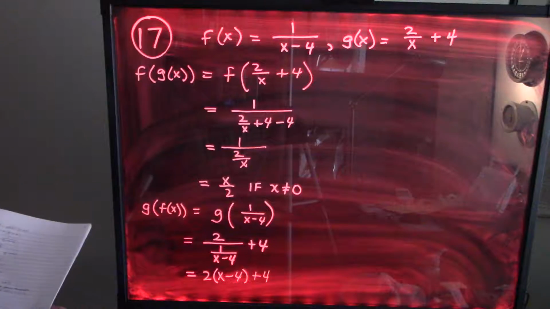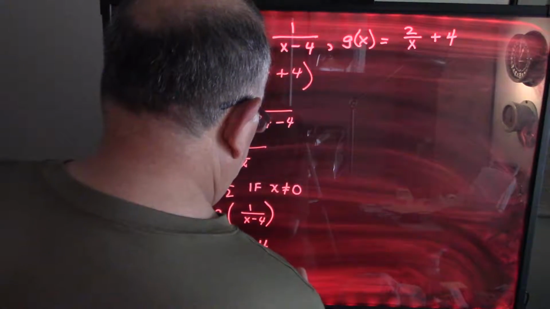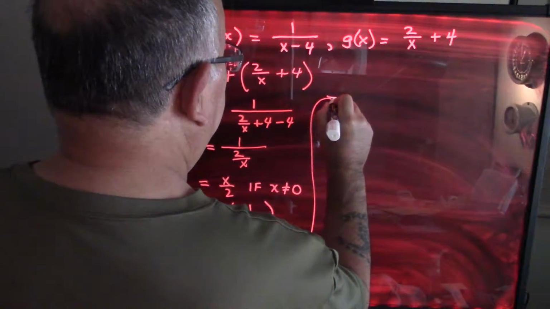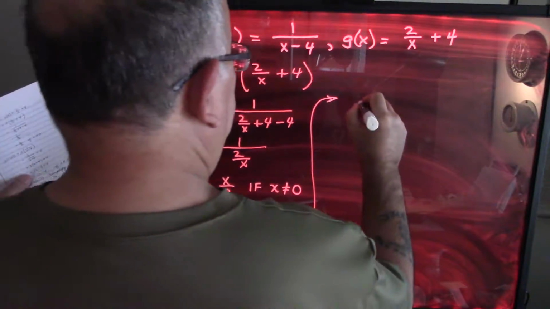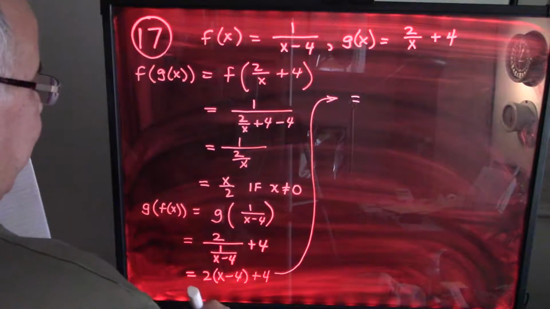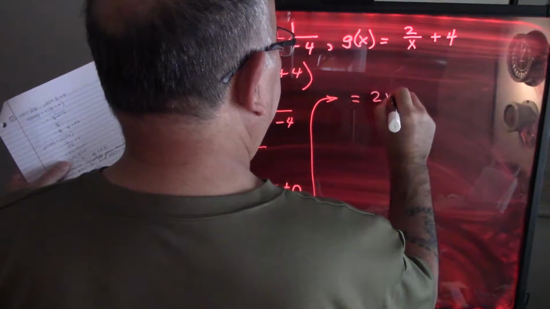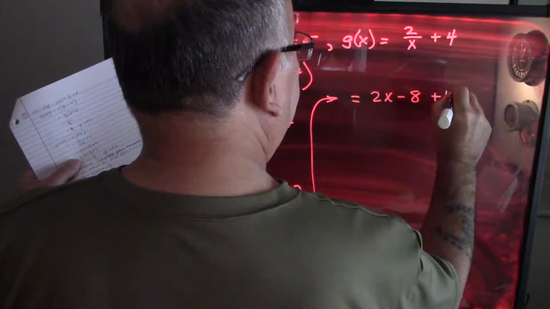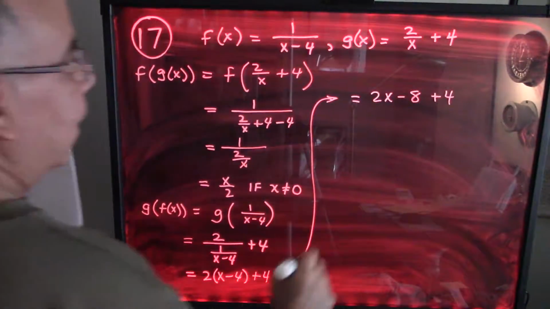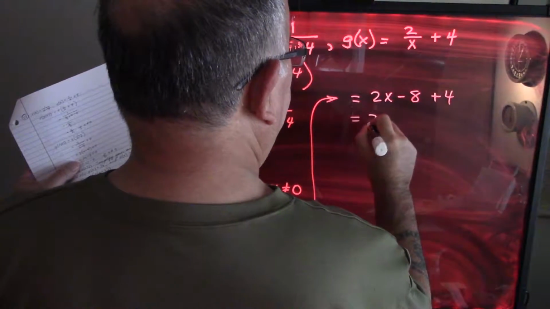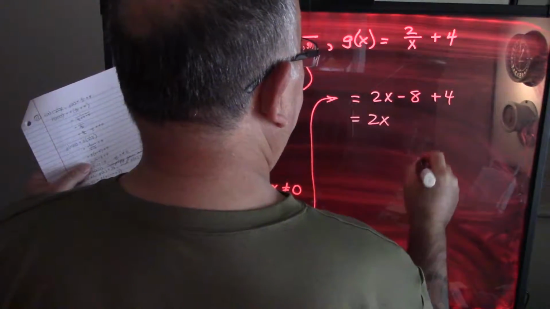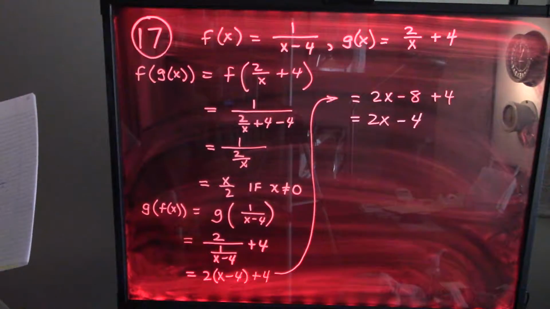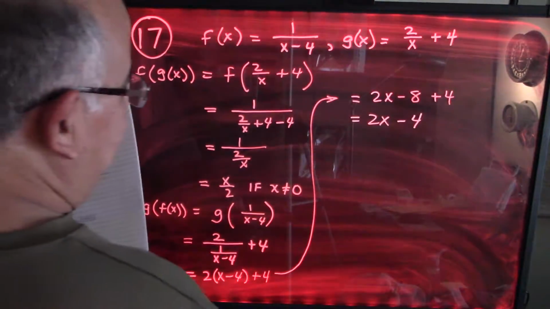Alright. So let me move it up here. You distribute the 2 through, that's 2x minus 8, plus a 4 at the end. So this is going to be 2x, and negative 8 plus 4 is negative 4. 2x minus 4.